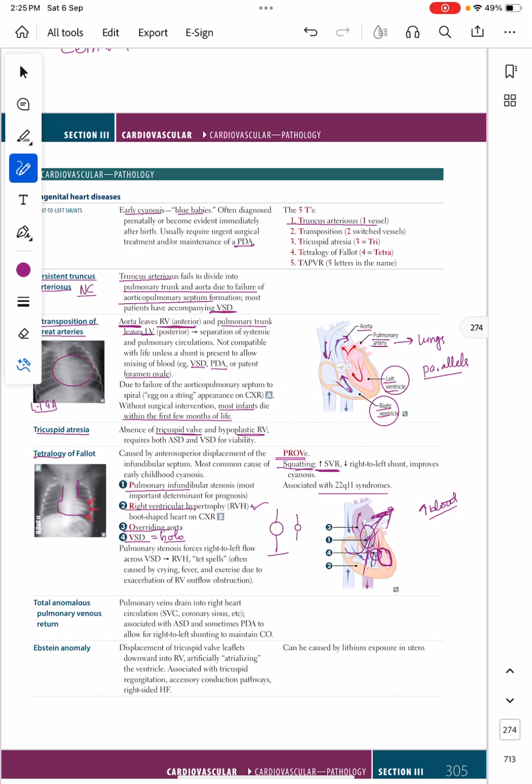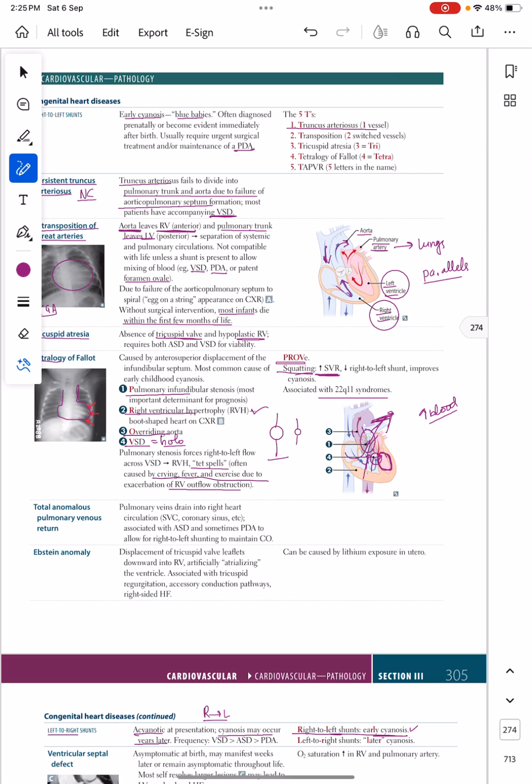Tetralogy of Fallot. So whenever the child cries, or there is fever, or exercise, there is increased blood demand. What happens is that the right ventricular outflow obstruction is exacerbated and the child goes into tet spells.